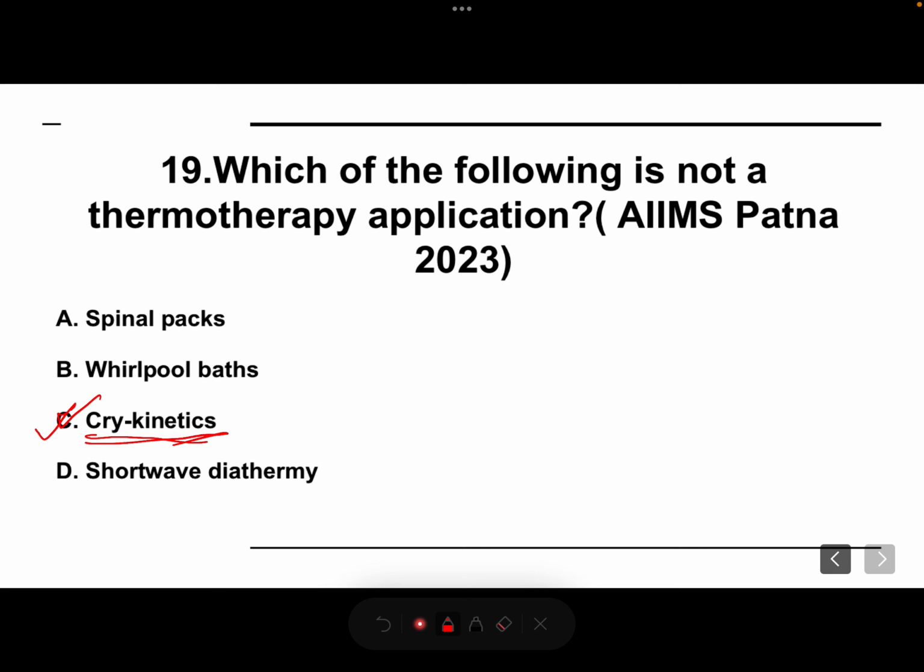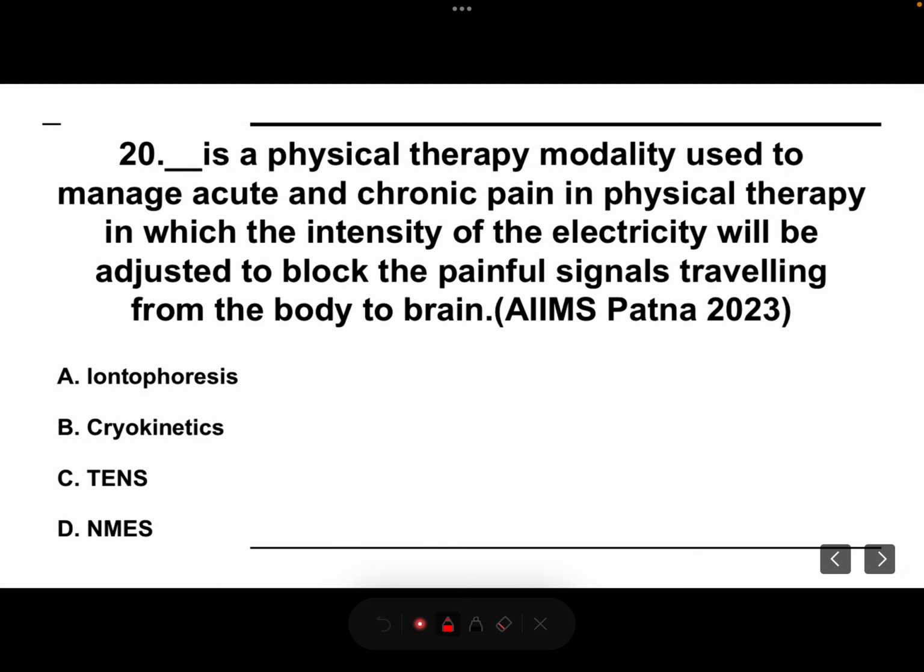Next, come to question number 20. Dash is a physical therapy modality used to manage acute and chronic pain in physical therapy, in which the intensity of the electricity will be adjusted to block the painful signals traveling from the body to brain. Option A, iontophoresis. Option B, cryokinetics. Option C, TENS. And option D, NMES. So here the answer is very easy, that is TENS.